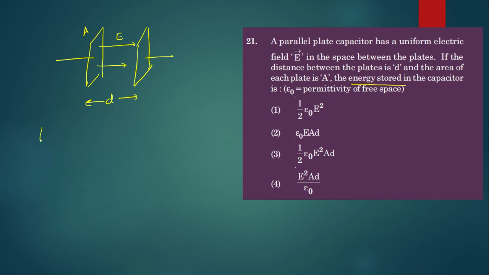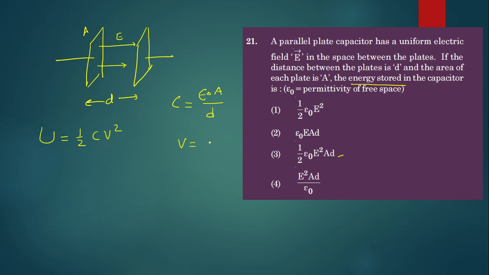Well, the amount of energy stored in the capacitor is given by half of CV square, but the options are given in terms of electric field, area and d. We know that we can transform C and V in terms of A, d and E. So what is the value of C in terms of epsilon naught, A and d? This is the value of the parallel plate capacitor.